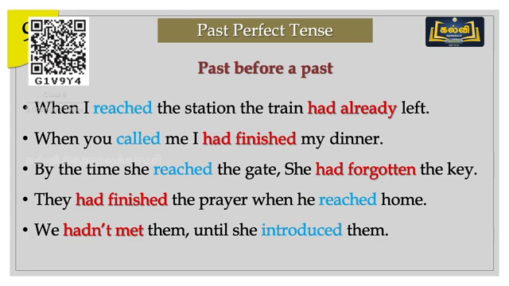Now you look at the had. When I reached the station, had already. So one past tense, another past perfect. Reached, had already. Called, had finished. Reached, had forgotten. Had finished, reached. Hadn't met them, introduced. The last sentence. We hadn't met them until she introduced them. Until that moment, they were not acquainted with each other.